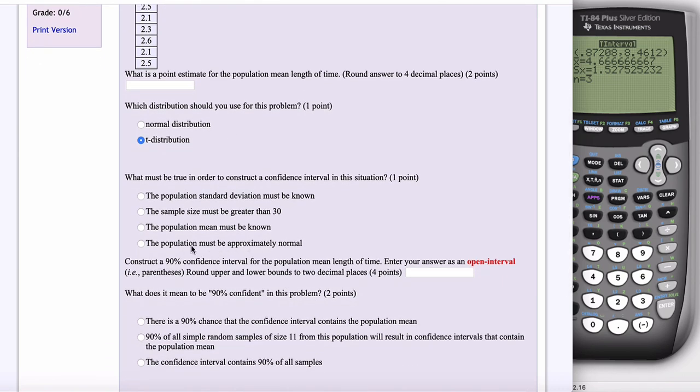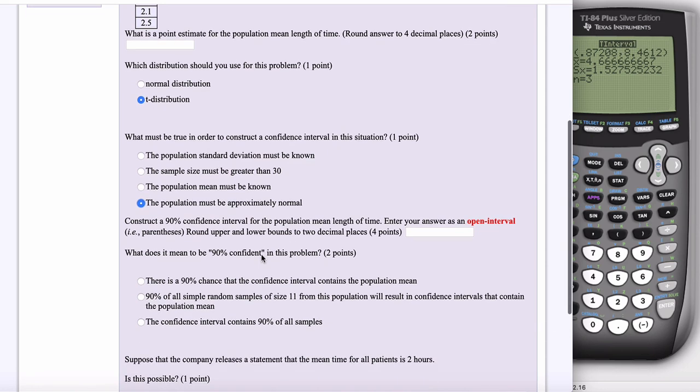The population must be approximately normal. There we go. We're getting on that one. I feel like it's a good theoretical question, but I just told you the answer to it, so maybe you don't get anything out of it now.